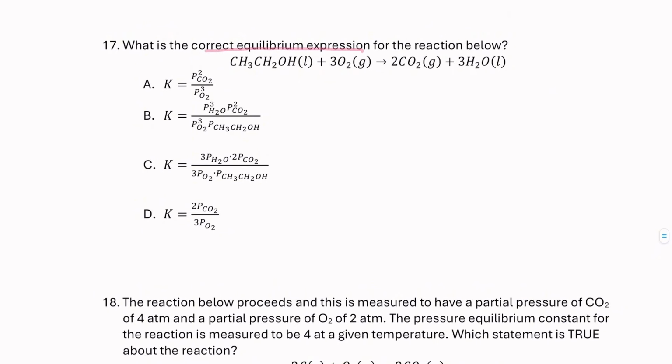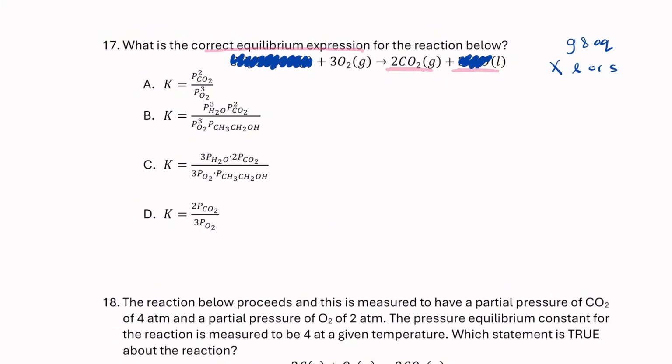Problem 17 says, what is the correct equilibrium expression for the reaction below? We have liquid ethanol reacting with 3 moles of oxygen gas to produce 2 moles of carbon dioxide gas and 3 moles of liquid water. Now remember the rule, in the equilibrium expression, we only include gases and aqueous species. We do not include pure liquids or solids because their concentrations are essentially constant.